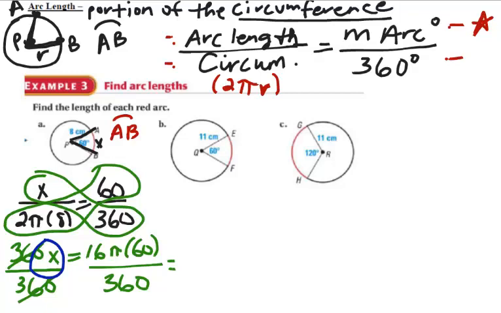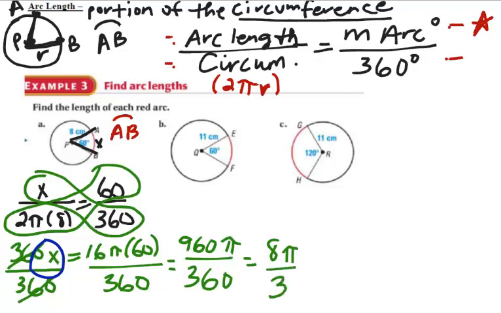When I multiply the 16 times the 60, I'm going to get 960 pi over 360. Now, this is in terms of pi, and I would reduce that 960 over 360. If you put 960 divided by 360 into your calculator, hit the math key on the left-hand side, and then enter, enter, it will give you that fraction in lowest form, which would be 8 pi over 3. And so this is an exact answer, in terms of pi.